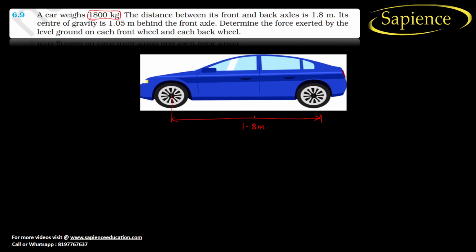And the center of gravity is at 1.05 meter. This is the center of gravity where the weight of 1800 kg is acting. Its center of gravity is 1.05 behind the front axle. Behind the front axle means that this distance is 1.05, right? Determine the force exerted by the level ground on each wheel.